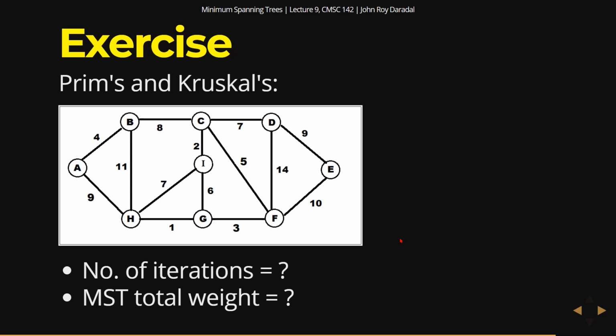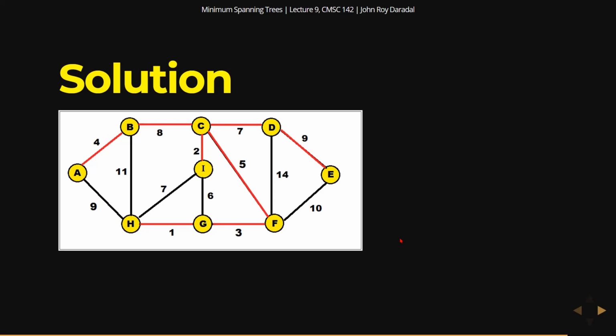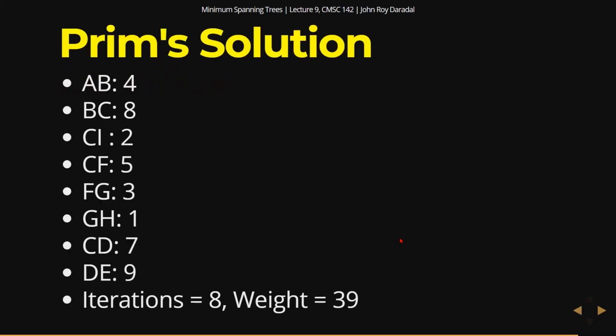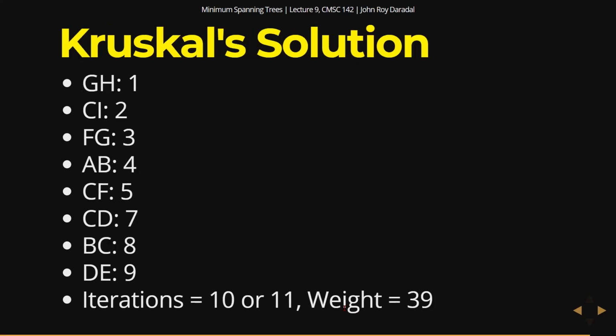Okay, so if you're done, I will now go to the solution for both Prim's and Kruskal's. For both Prim's and Kruskal's, this is the MST. But for the actual iteration steps, this is for Prim's. So check if you got the correct order. There are 8 iterations with total MST weight of 39. Then for Kruskal's, it would be this one. This is the order of edge weights processed. So also weight of 39.